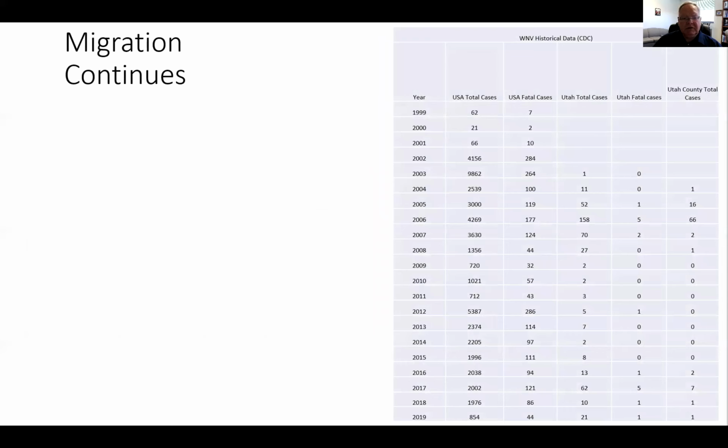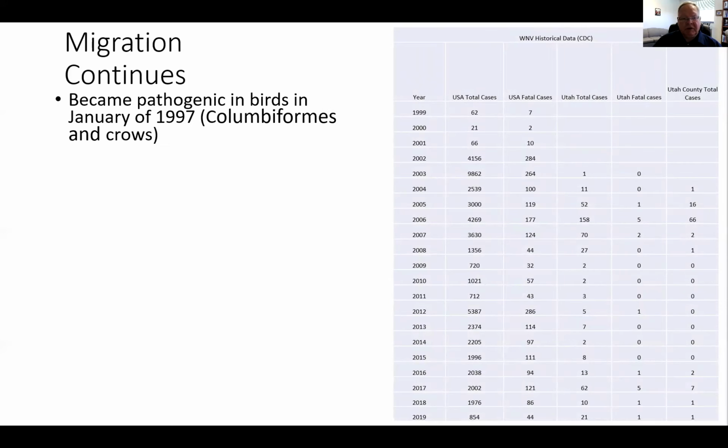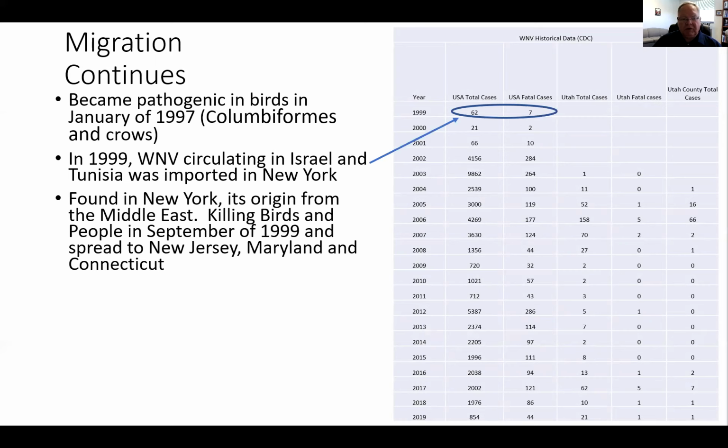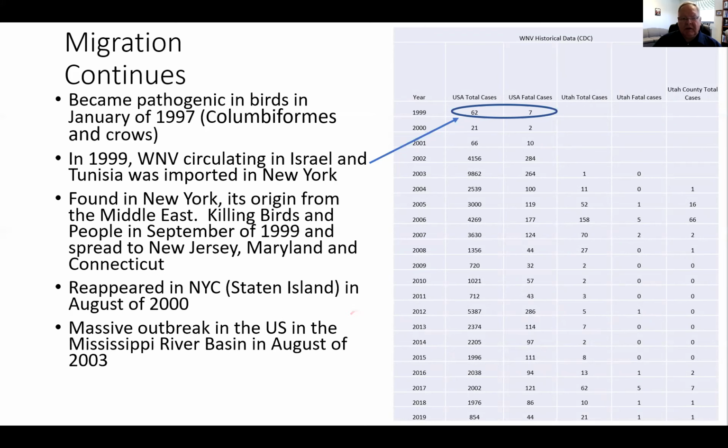The migration then continues, and it became pathogenic in birds in January of 97, when we had a lot of birds dying. In 1999, West Nile virus circulated in Israel and Tunisia, which imported it to New York. Found in New York, its origin from the Middle East, killing birds and people in September of 1999 and spreading to New Jersey, Maryland, and Connecticut. It reappeared again in New York, Staten Island specifically, in August of 2000, and then a massive outbreak in the U.S. in the Mississippi River Basin in August of 2003.